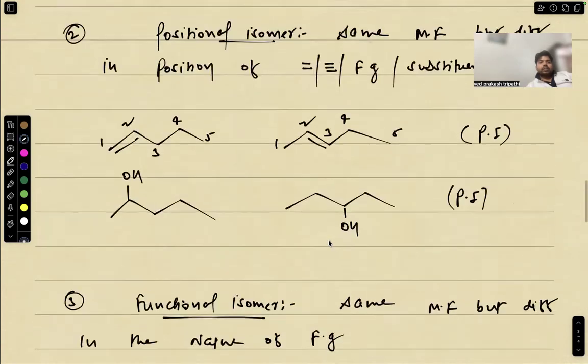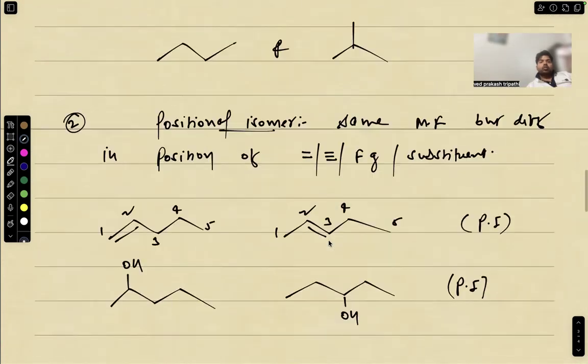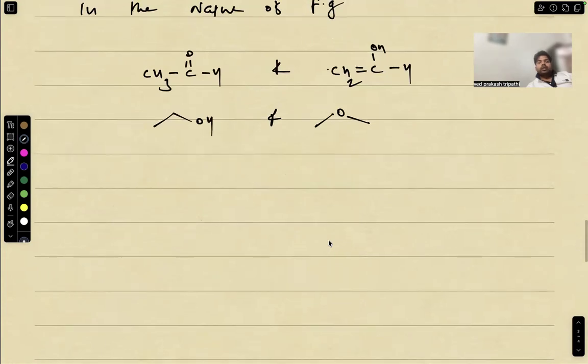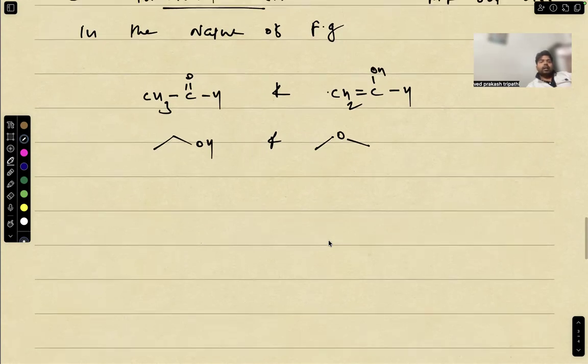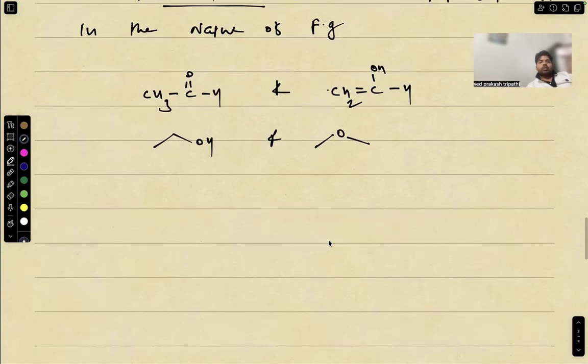Now the next is tautomer. We will cover it in the last of this chapter because it is more about the reaction. So we are not going to cover tautomer at this moment. And this is the part of structural or constitutional.